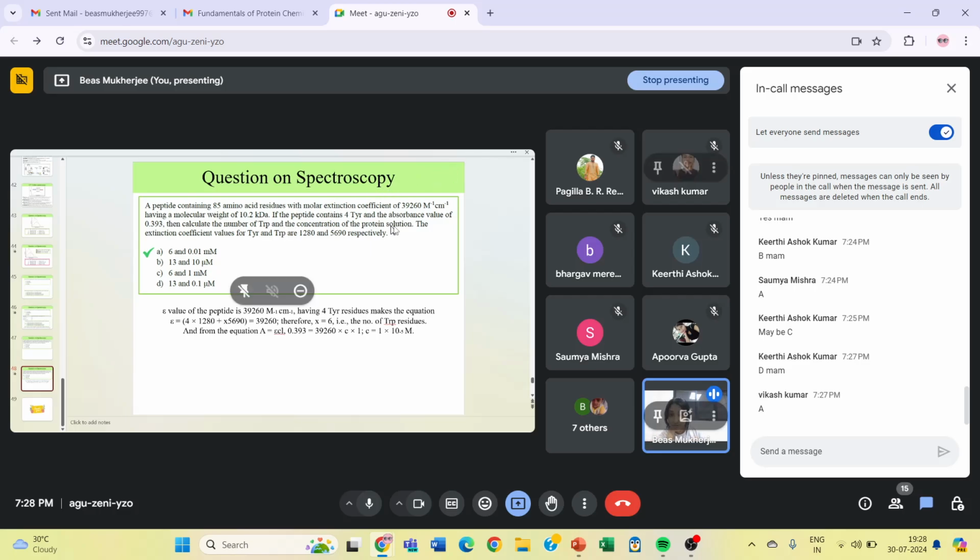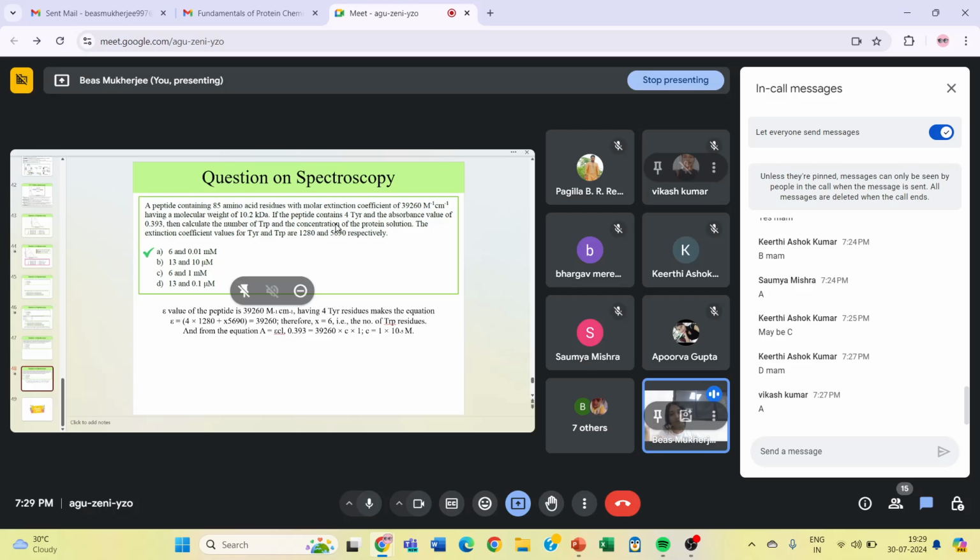C is your, no, C is not given. Oh, the net molar extinction coefficient is given, right? So from there you just calculate and you get it as 6. That is the number of tryptophan residues present, and the concentration they have asked you to find.